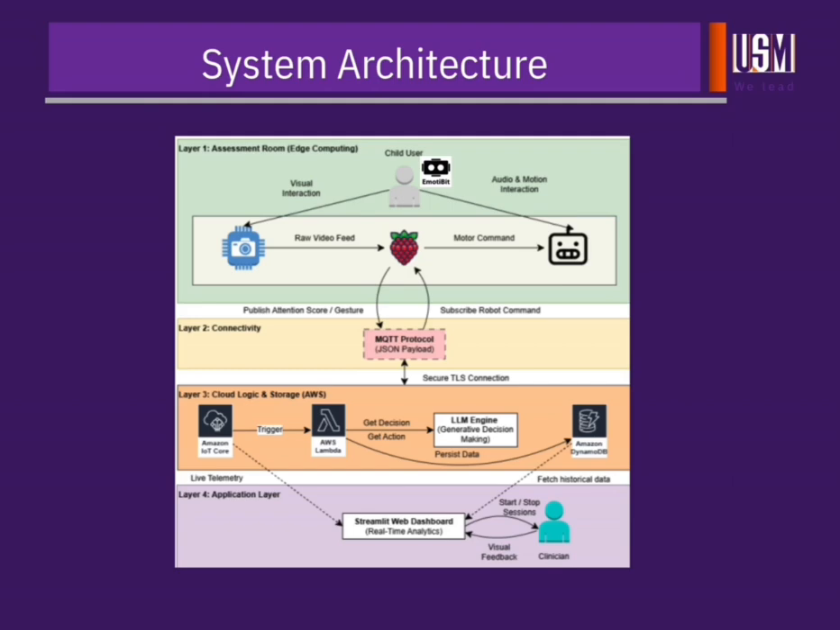This is the system architecture highlighting four layers of communication. Layer 1 is perception, where we collect all the input, and layer 2 is connectivity, where we use the MQTT protocol for communication. On layer 3, we are using AWS IoT Core and Lambda to trigger the AI in order to give the next instruction. And on layer 4, we have the application layer, where the clinician can view the Streamlit web dashboard.